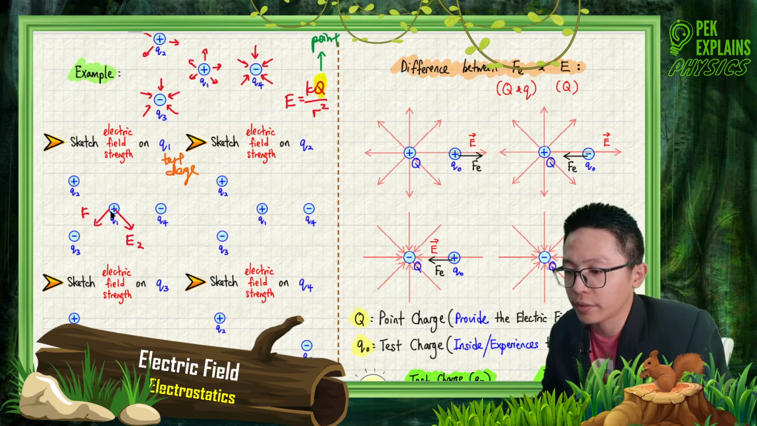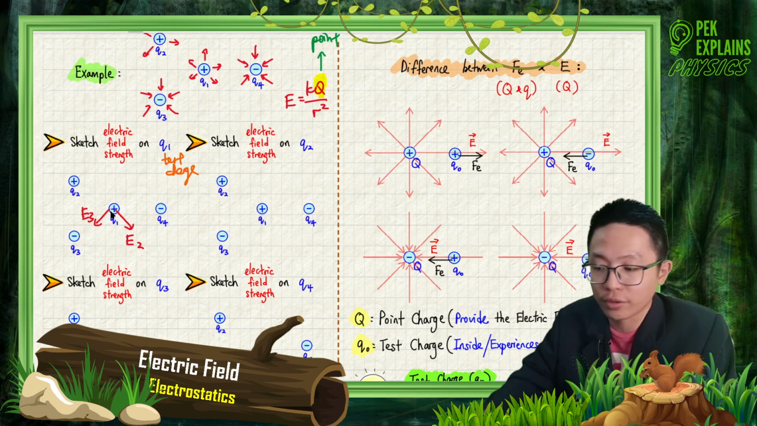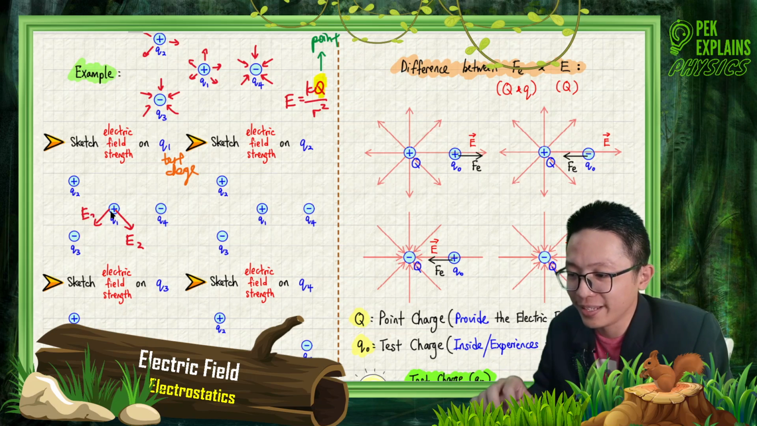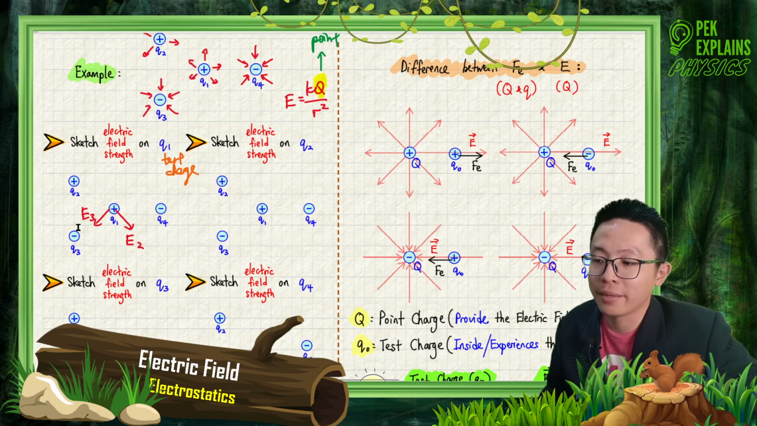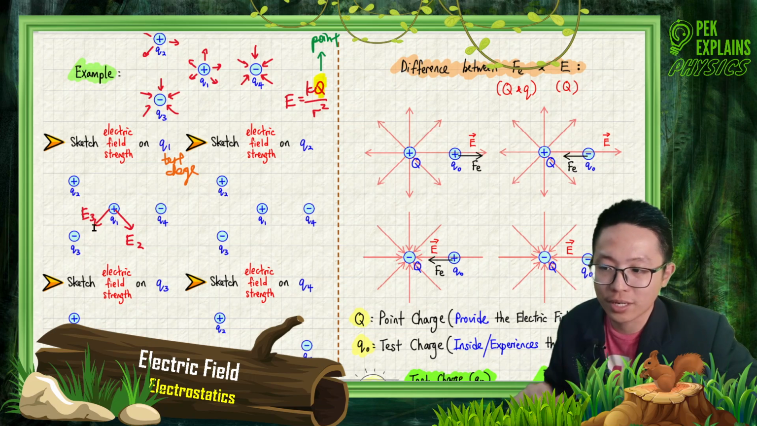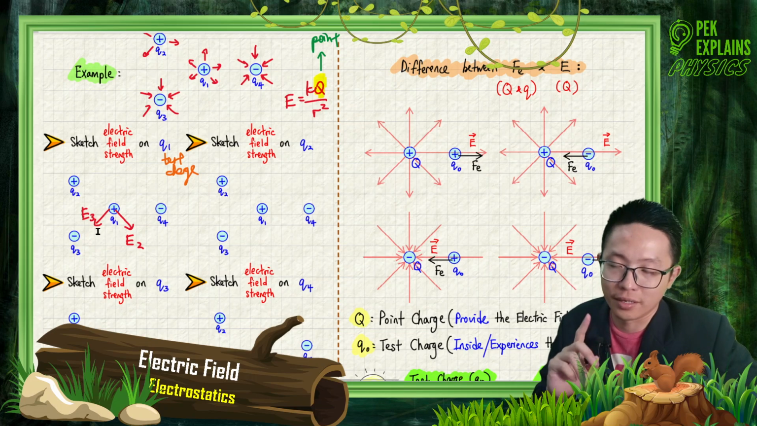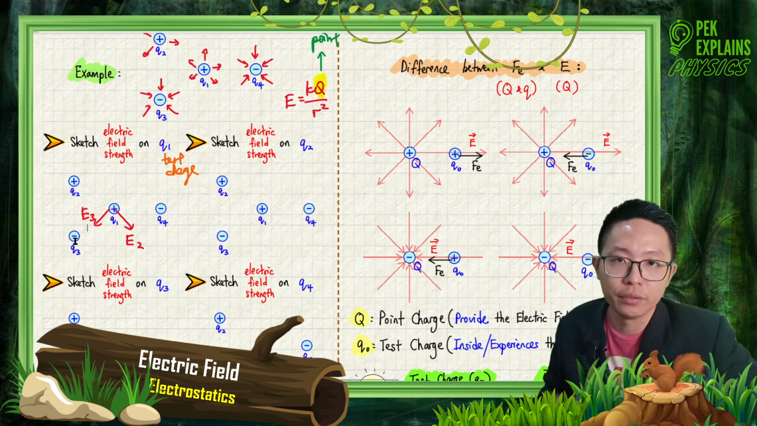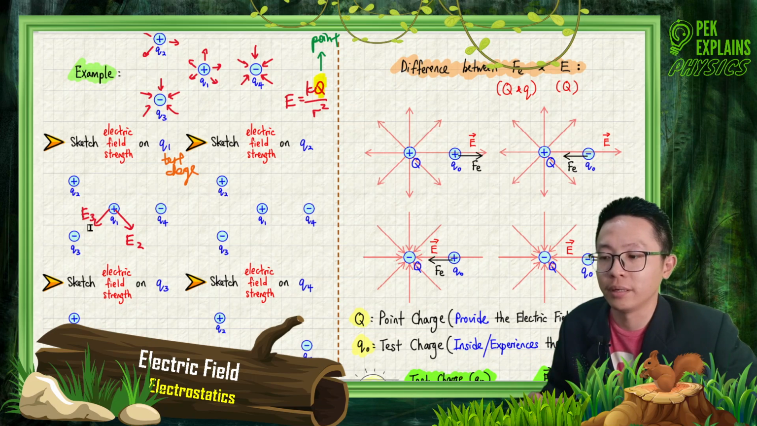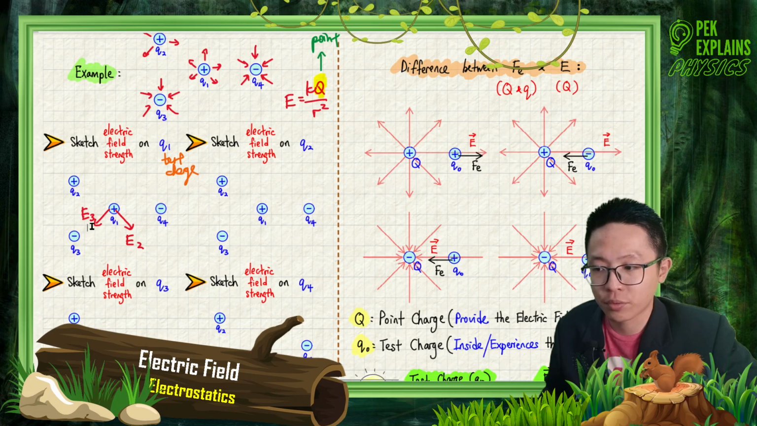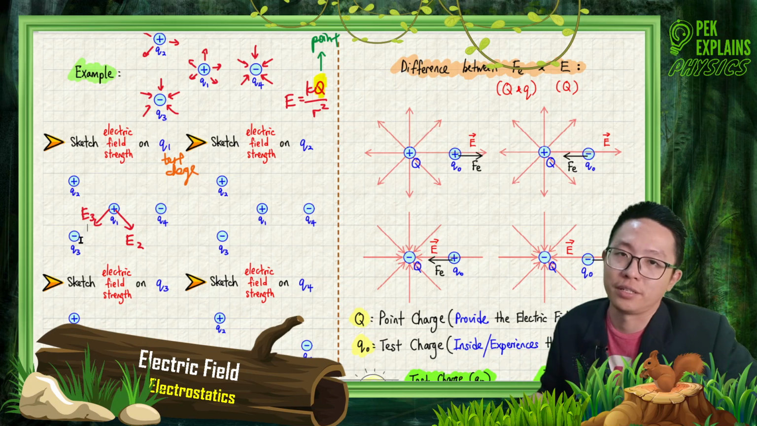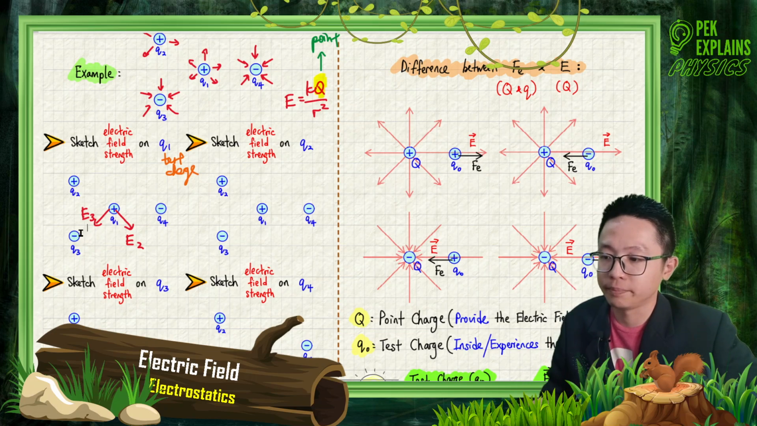E3. Just write E3. Don't write E31, because it only depends on one charge, the point charge. For force, you write F31. But the electric field only depends on one charge, which is the point charge, so you only write the subscript for the point charge, only one number.